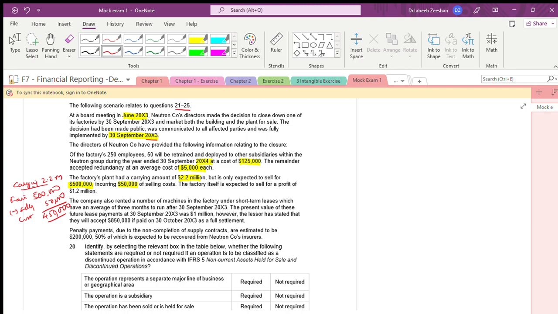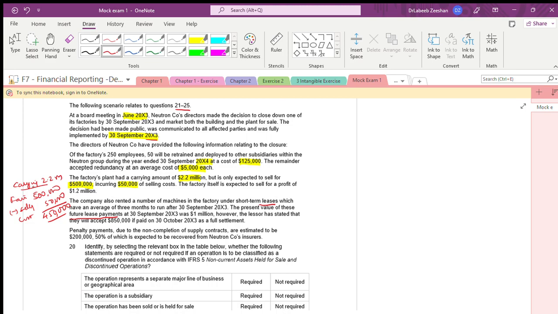The company also rented a number of machines in the factory under short-term lease, which have an average of 3 months to run after 30th September. The present value of future lease payments, this is related to lease, okay, we can understand from that, at 30th September was 1 million.